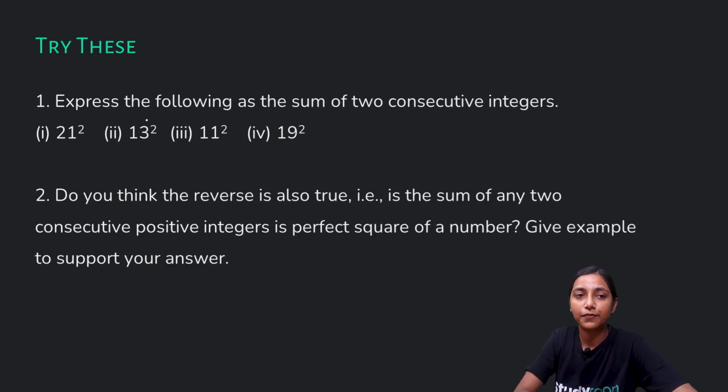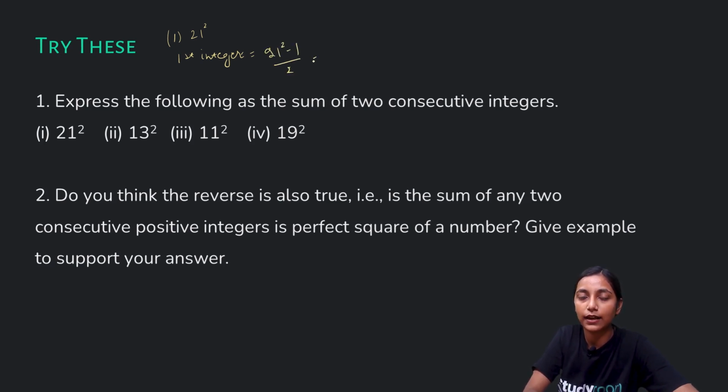Let's do some more. Let's try these questions. Express the following as the sum of two consecutive integers. The first one is 21 square. So for the first part, I will do it for you. It is 21 square. Now we know that the first such integer will be (n square minus 1) by 2. That is 21 square in this case, minus 1, by 2. That is going to be 441 minus 1 by 2. That is 440 by 2. That is 220.